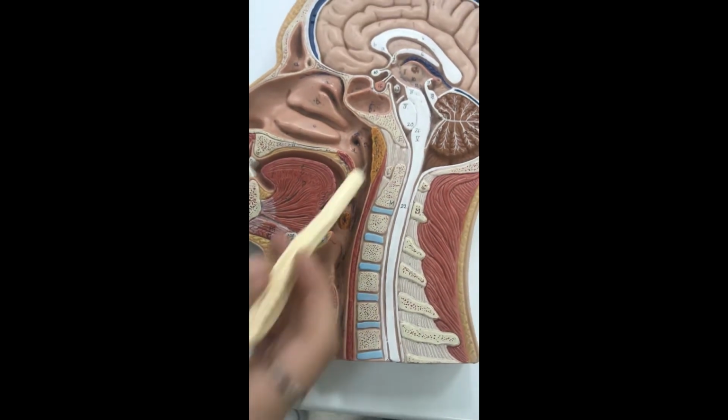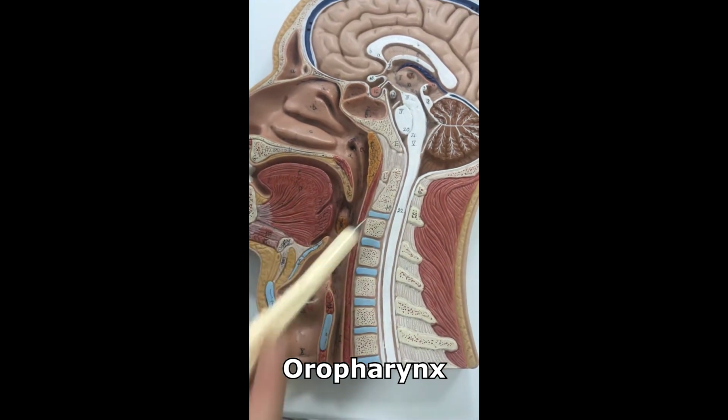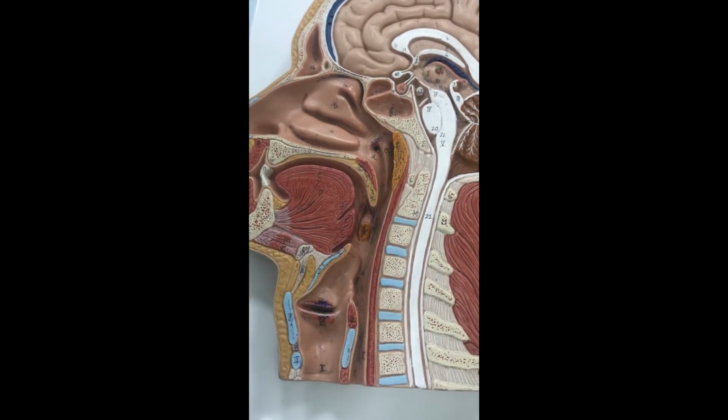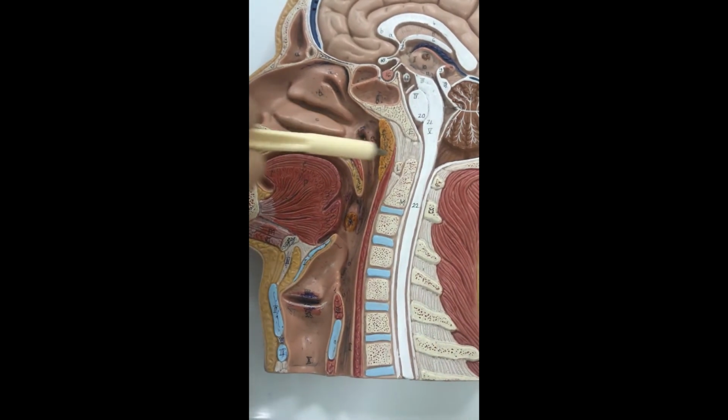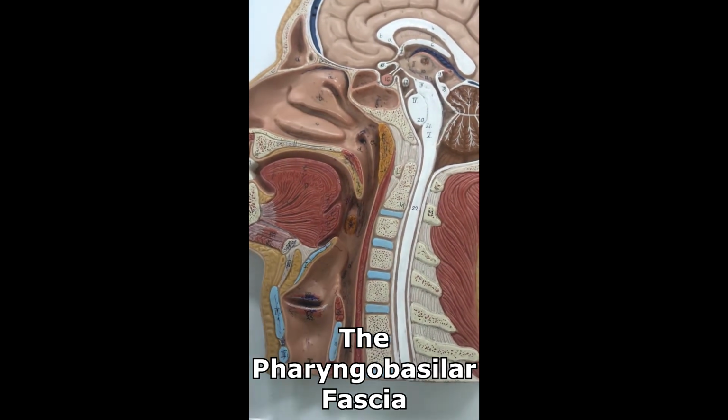Next, we have the pharynx. So this pharynx extends from, we have the nasopharynx, the oropharynx, and the laryngopharynx. It's made up of musculature, and the nasopharynx is kept patent by the pharyngobasilar fascia.